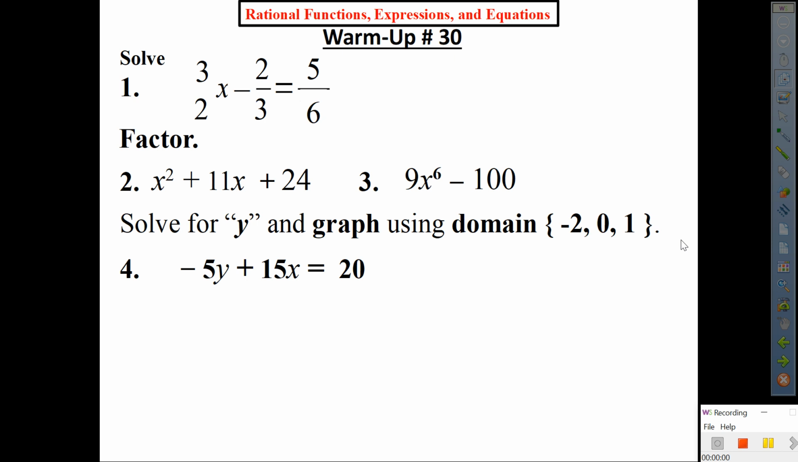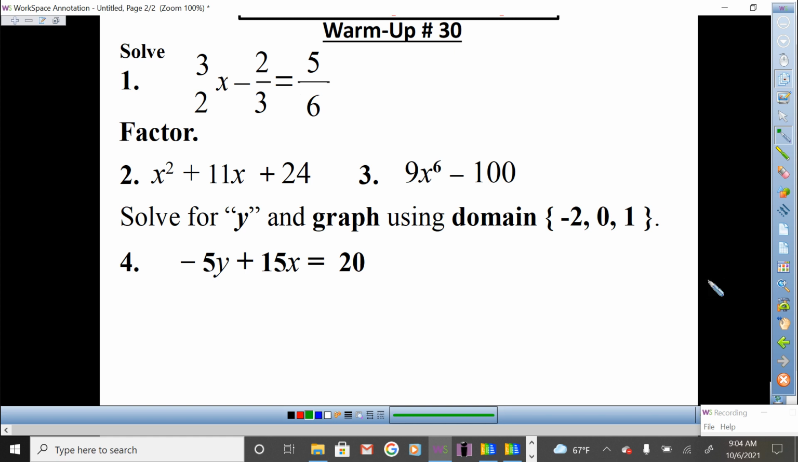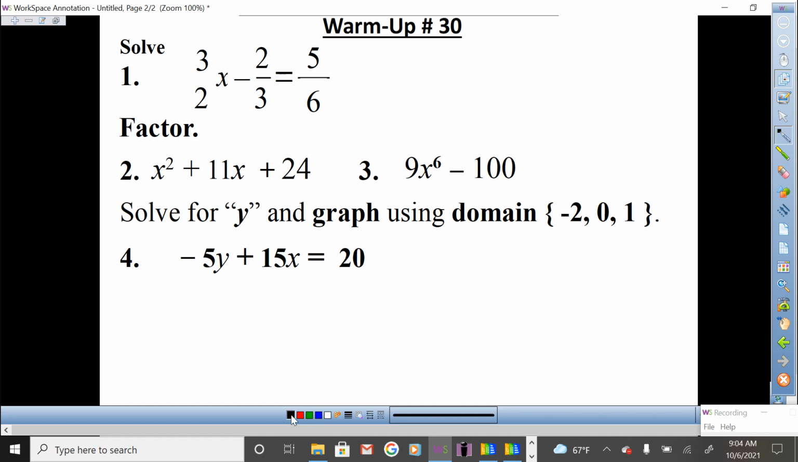Warm-up number 30 is on your screen, and by now I think you should be able to get all four, yeah? Okay, good. Number one, it says solve 3/2 x minus 2/3 equals 5/6. And you can barely see the bar on the 3/2. Let me put that there. There you go.